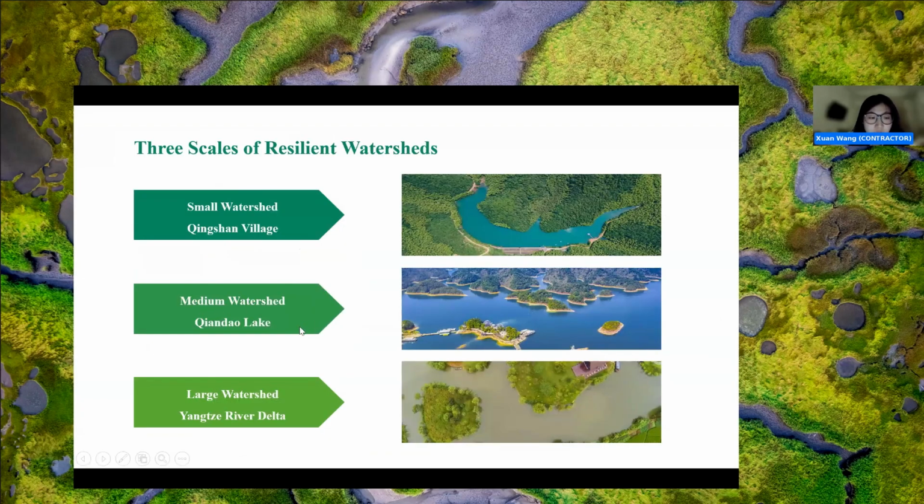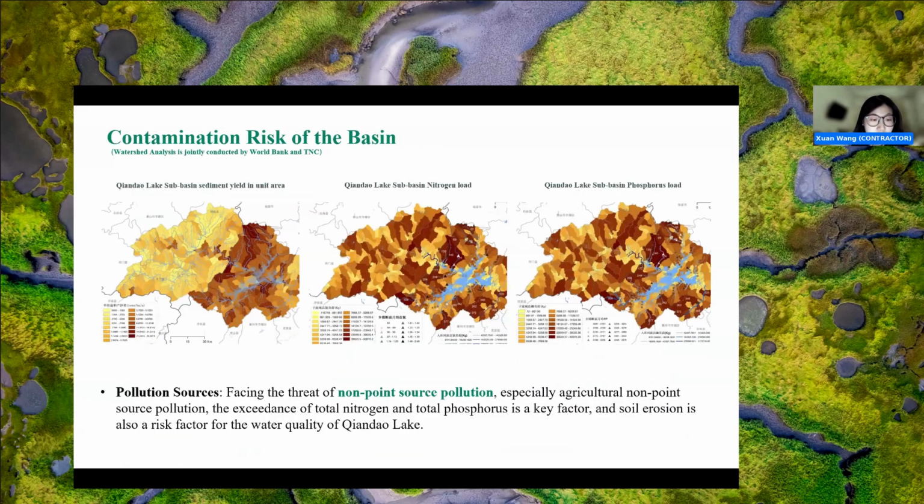The large-scale watershed is about to start this year, and today I will mainly focus on the Qiandao Lake watershed. Based on its strategic value, the World Bank Loan Project was introduced and established, and a joint watershed analysis by the World Bank and the Nature Conservancy identified key pollution risks.